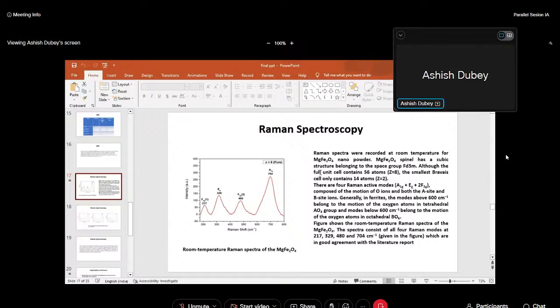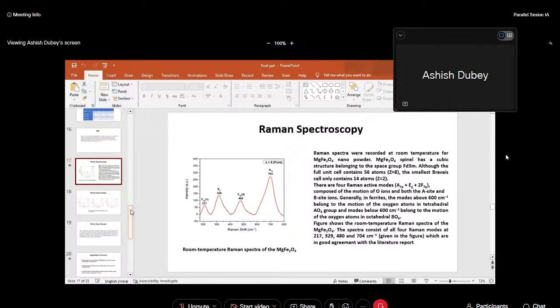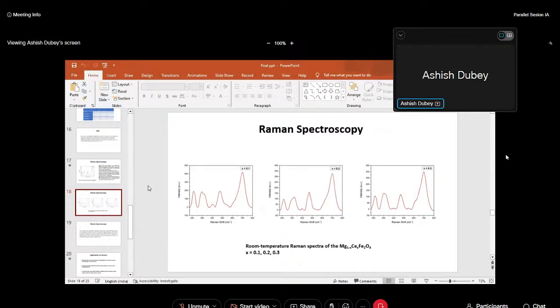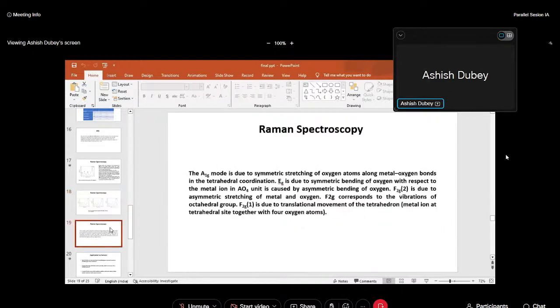So these are the Raman modes that we found, and we matched them with the standard Raman spectra of these materials, and we found that they are in very much agreement with the standard plots of the standard journals. And these are the Raman spectra of the doped materials. Here we tried to explain why the different modes are there.